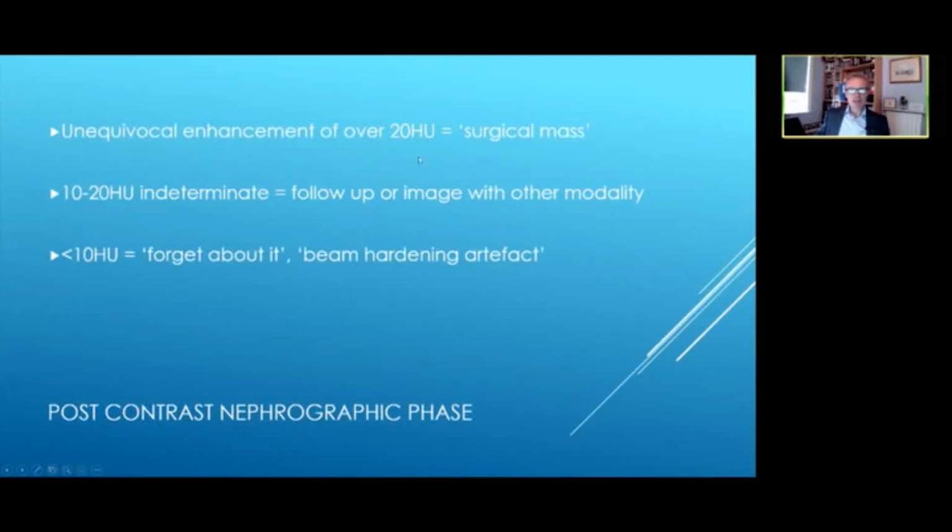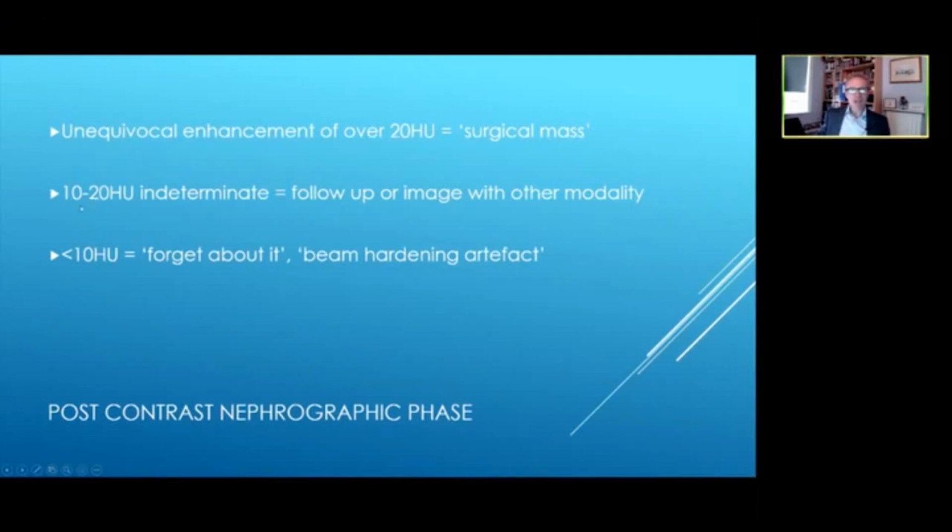Unequivocal enhancement is 20 Hounsfield units. The difference between the pre-contrast and the post-contrast has got to be 20 Hounsfield units or more. If it's more, we call this a surgical mass. I say surgical in inverted commas because it could be ablated or you might do nothing about it.